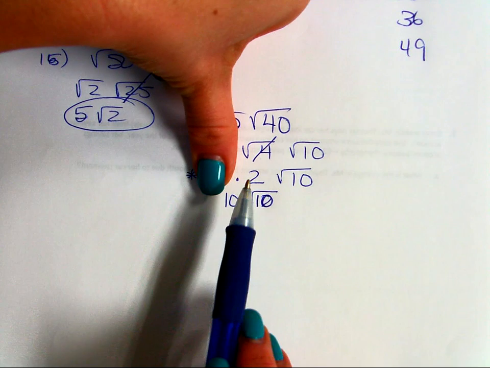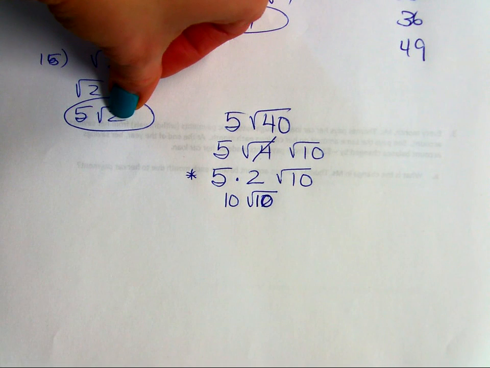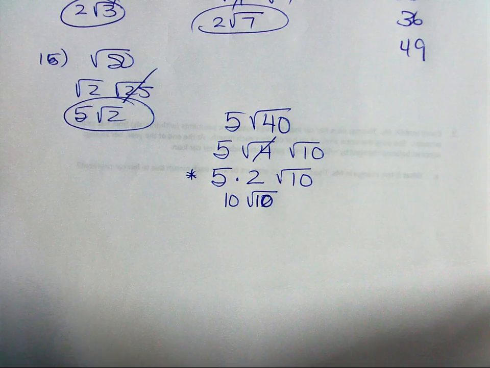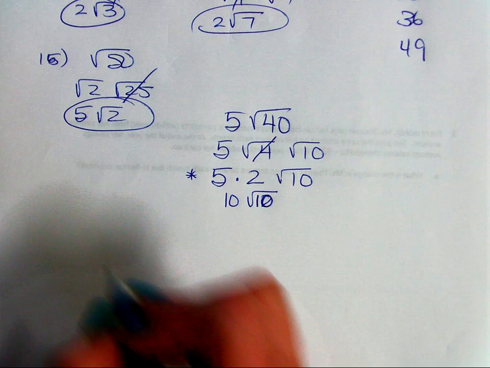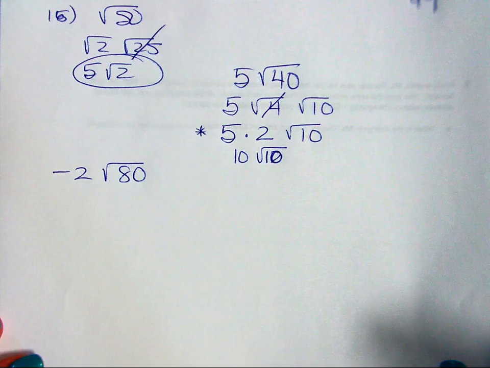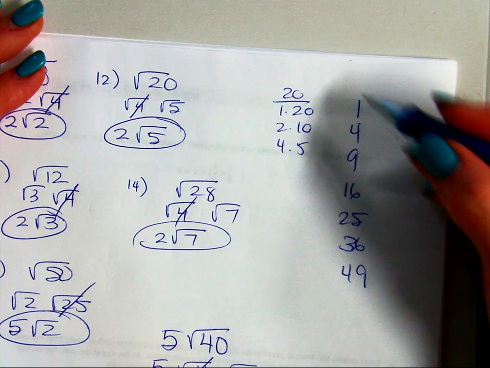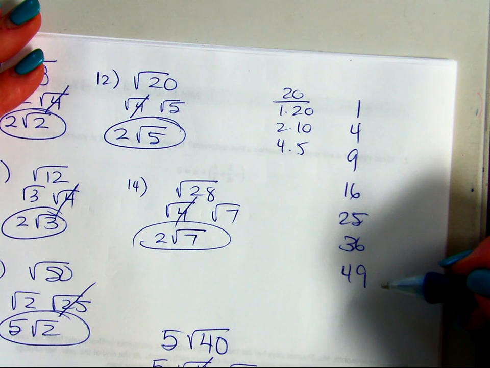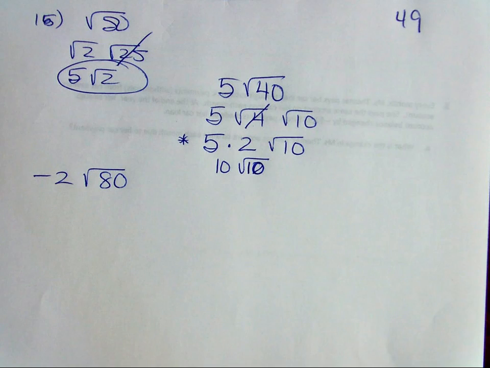Because, let's see, ignore that 5. If that 5 wasn't there, wouldn't your answer just be 2 square roots of 10? But the 5 is there, so now it's 10 square root of 10 because you just multiply it by what you had. Okay? So let's take negative 2 square roots of 80. Okay? And again, your goal is to find not just a number that's on this list, but the biggest number that's on this list. So let me show you what would happen.